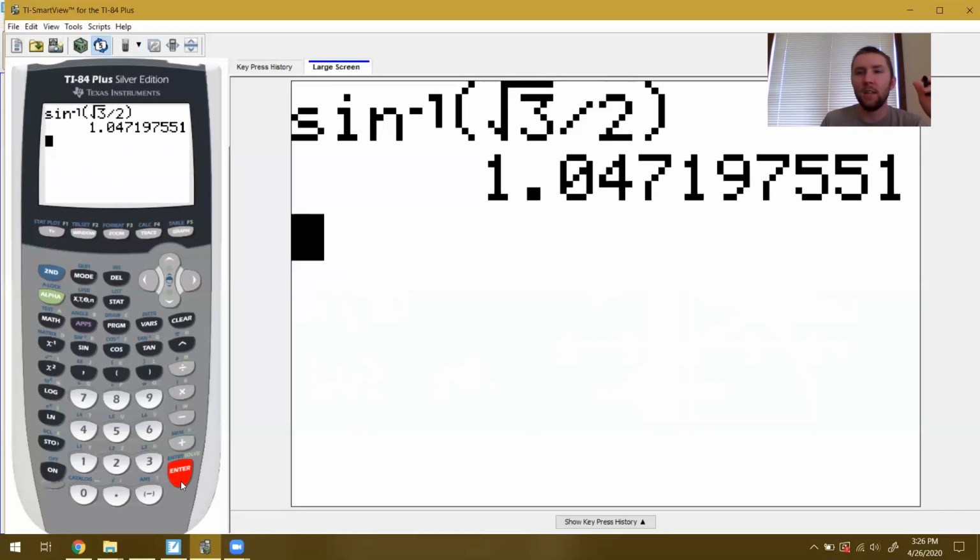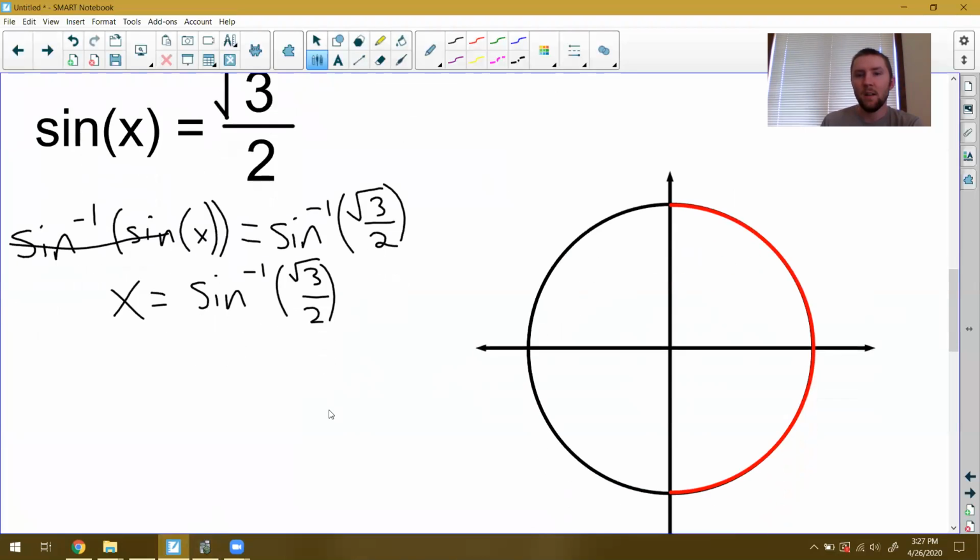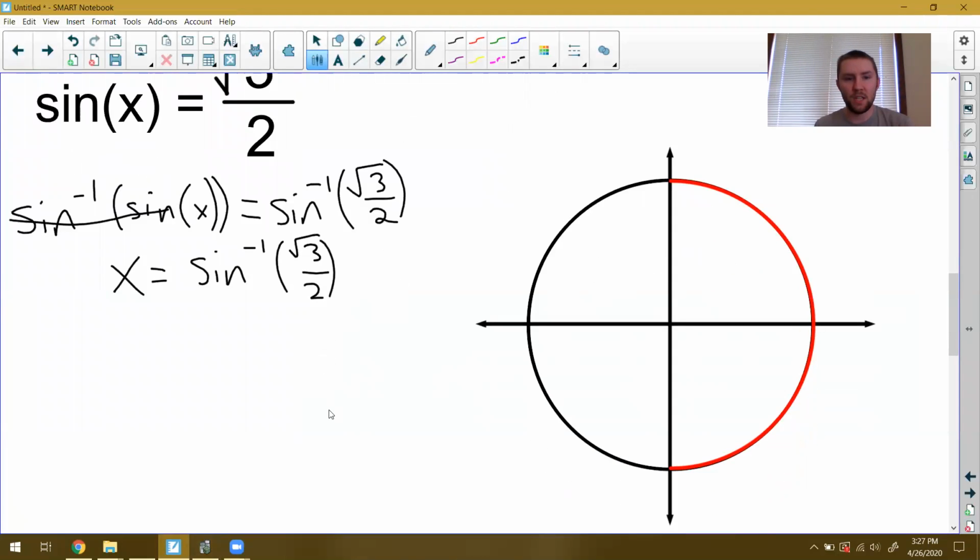Your calculator did the decimal version. We would probably do the pi version. So if I go second caret and get the pi and divide it by 3, let's confirm that is the same thing. So the sine inverse of radical 3 over 2 is pi over 3. Does that make sense? Yes, absolutely, because that's where on our unit circle the sine value is radical 3 over 2. Radical 3 over 2 is up here.